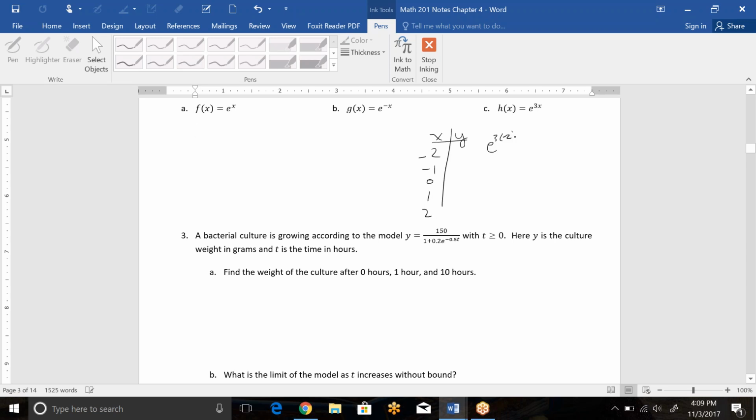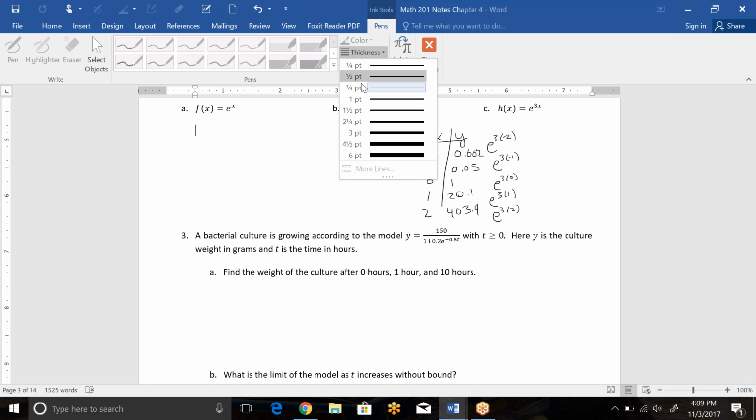E to the 3 times -2 would be e to the -6, which comes out at about 0.002 using my calculator. E to the 3 times -1 would be e to the -3, which comes out to about 0.05. E to the 3 times 0 would be e to the 0, which would just be 1. E to the 3 times 1 is e cubed, which is actually 20.1. And e to the 3 times 2 is e to the 6, which is 403.4. So as you can see, this one is growing pretty quickly, and we probably won't be able to graph that last point or maybe even the last 2 points, but we'll try to get as close as we can.